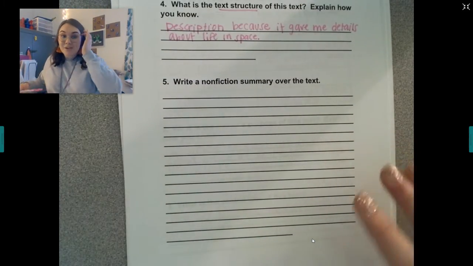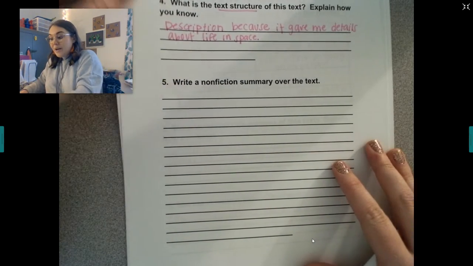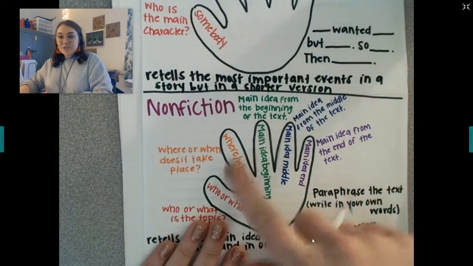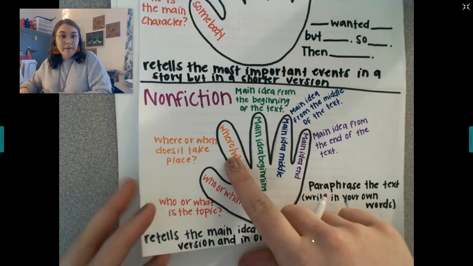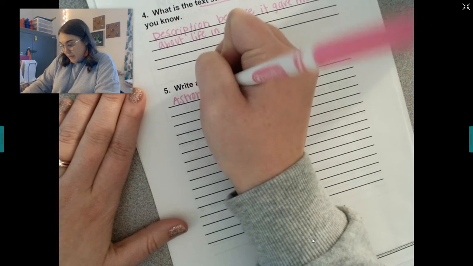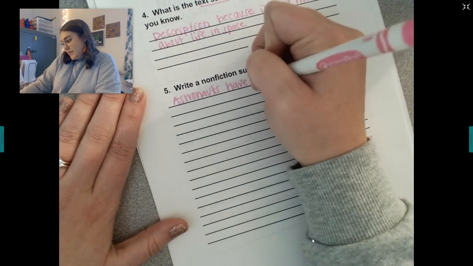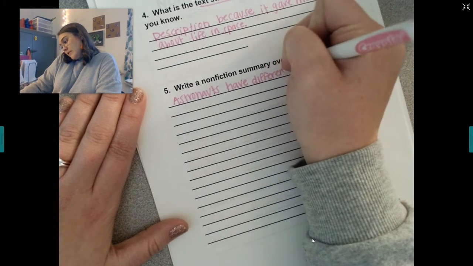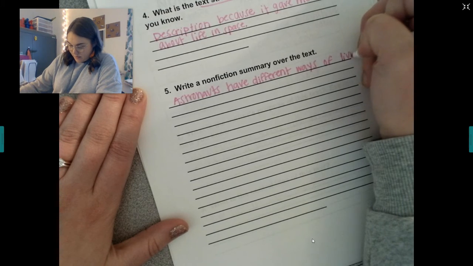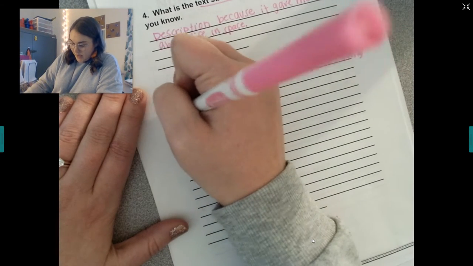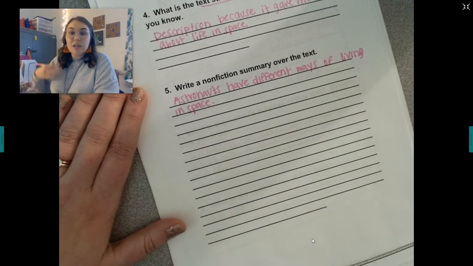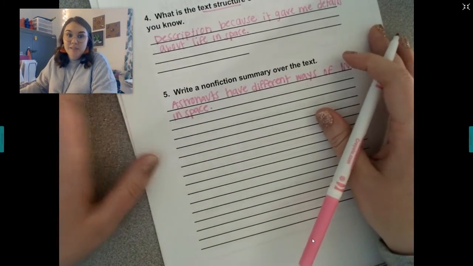And finally, one of the hardest things you guys are struggling with is your summaries. Guys, your summary is just telling me what you read. So what I would do with your summary, let me show you the hand again. Here it is. I would start off with a who or what. Who, what, where, when. So I would start off with astronauts have different ways of living in space. I told you what the article was about, astronauts, and I told you what they do in the article, living in space. Our whole title is life in space.